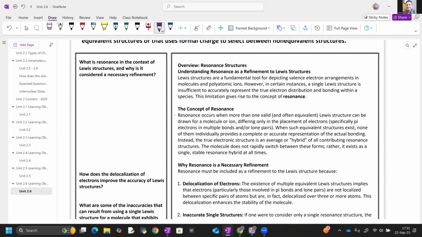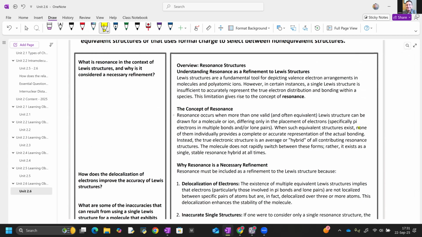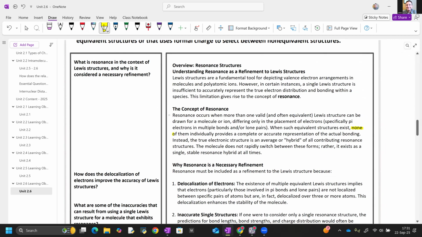And so when such equivalent structures exist, none of them individually provides a complete or accurate representation of the actual bonding. So this is a very key part right here. None of the structures, even though they're equal, will provide an accurate representation. None of them. So why are we drawing structures that we say are equivalent, and yet none of them are accurate of what is actually occurring? Well, it's because it's just a way to represent them.